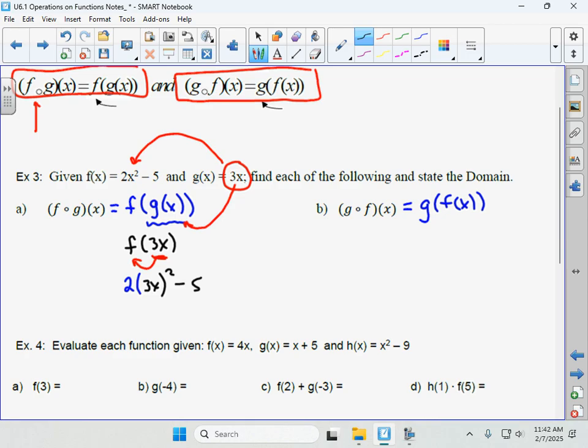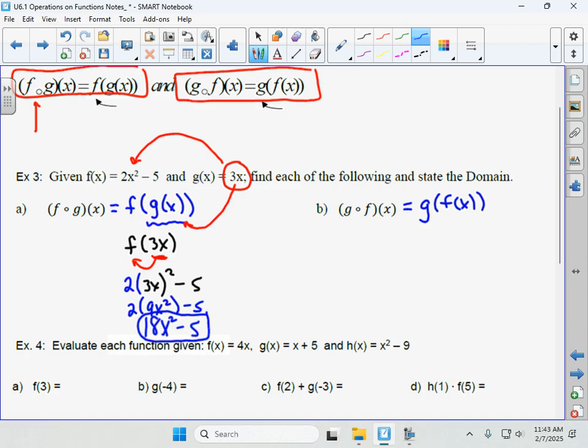All right, and now we can simplify this a little bit. Remember order of operations, we have to do (3x) squared first, so exponents have to be done first. So (3x) squared is 3x times 3x, which is really 9x squared. Now I can multiply 2 times 9x squared, that's 18x squared minus 5. All right, and so that's what it simplifies to.